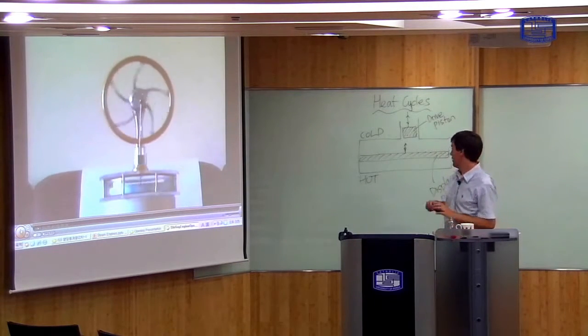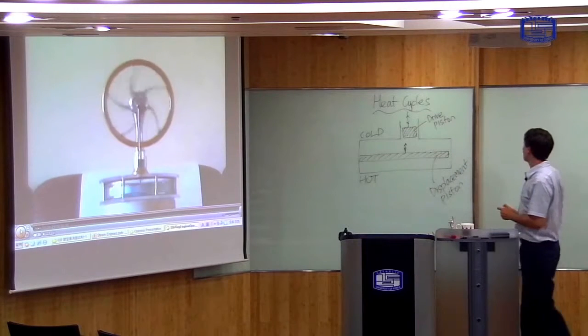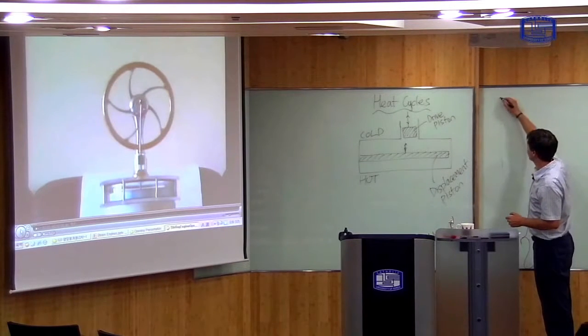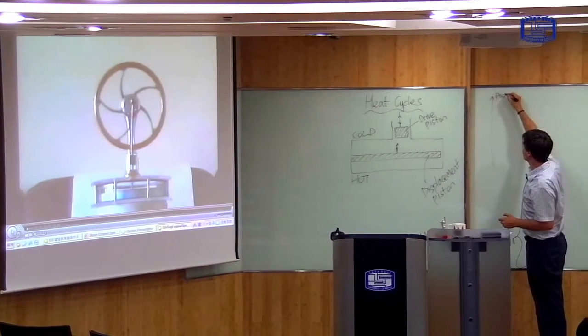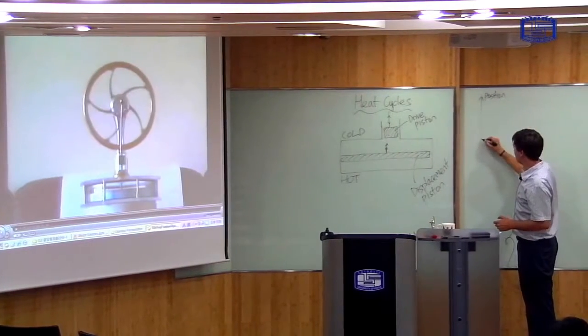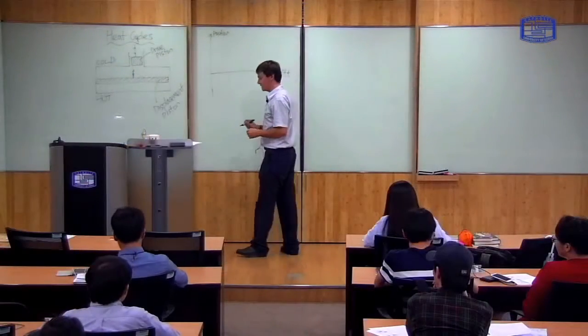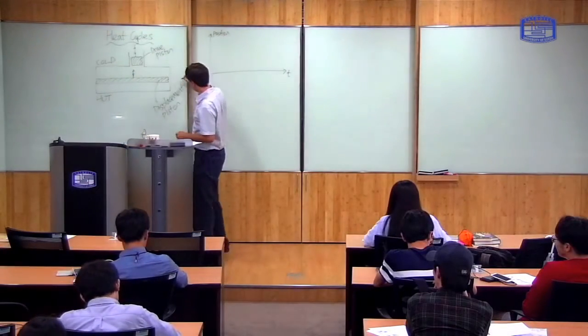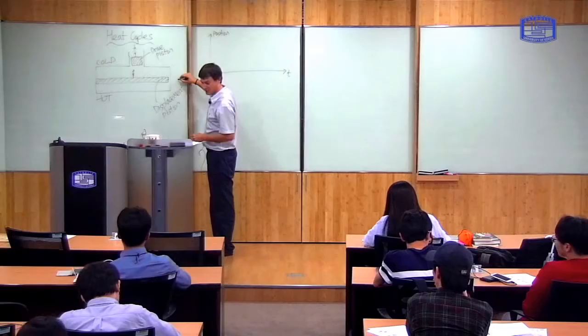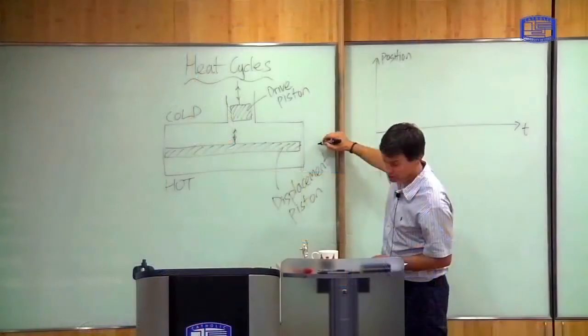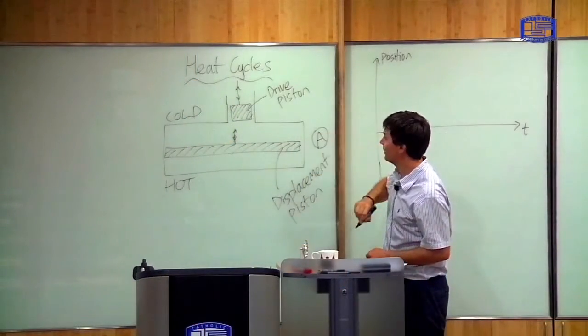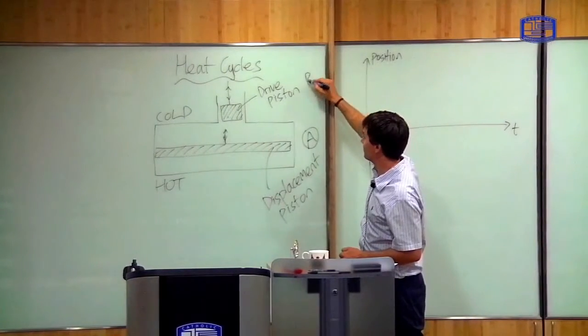So I can draw a graph of their positions then. So here I'm going to put position as a function of time, t. And we'll call this displacement piston, I'm going to label as A. Okay. And the drive piston, I'm going to label as B.